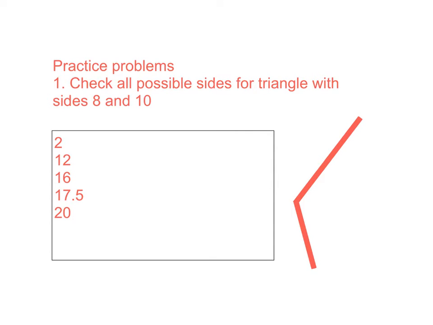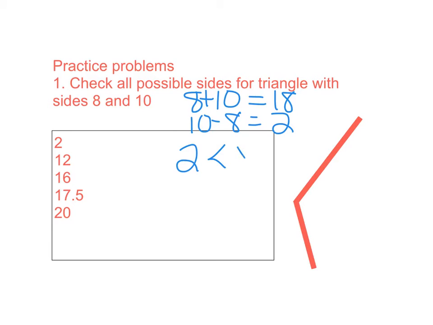So what do we do when we're trying to find the possible third sides? Yes, we set up a range. So we're going to do 8 plus 10, which gives us 18. And we're going to do 10 minus 8, which gives us 2. So our range is going to be between 2 and 18. So we're going to go through and check all that would apply. Could 2 be a possible side? Well, since 2 is not greater than 2, that would not be a possible side. We need our third side to be bigger than 2, not equal to.